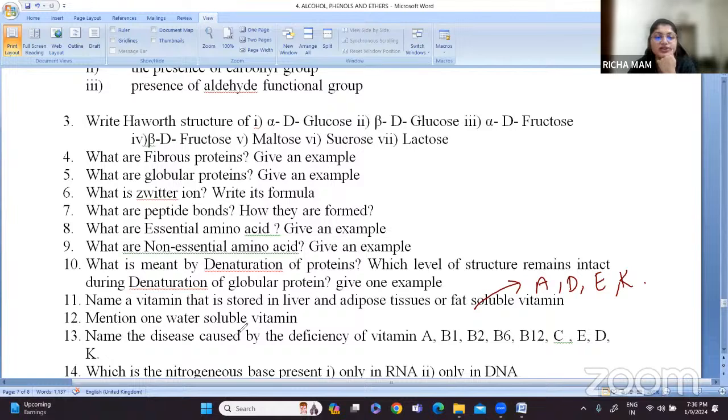Now mention one water soluble vitamin. Can you name any water soluble vitamin? It is vitamin C and B, except B12. Vitamin C and vitamin B, all the vitamin B. So these are the water soluble vitamins.